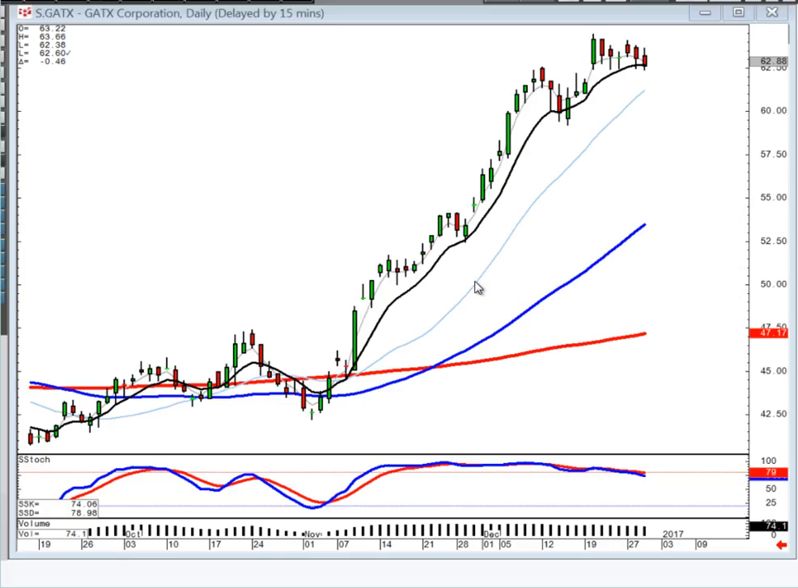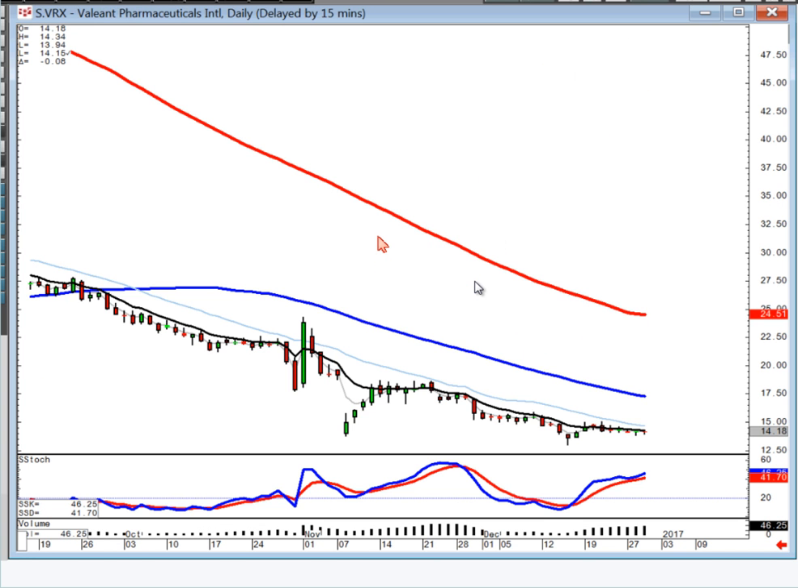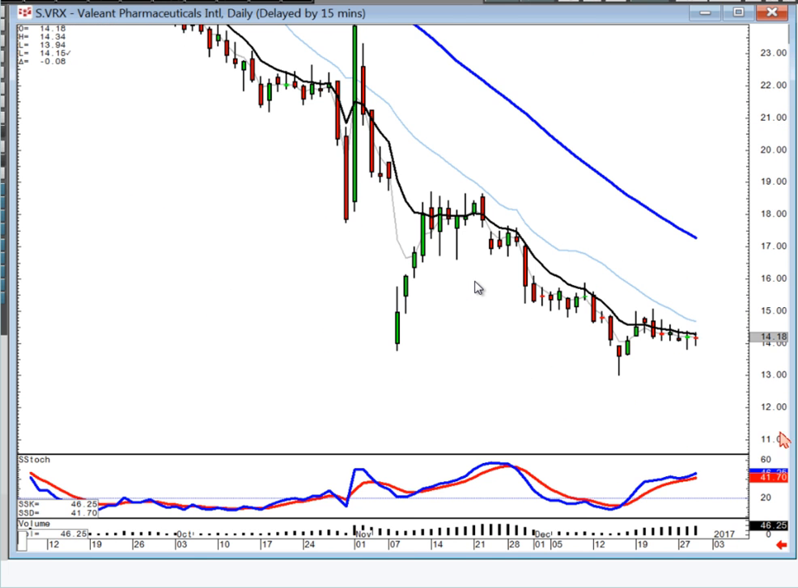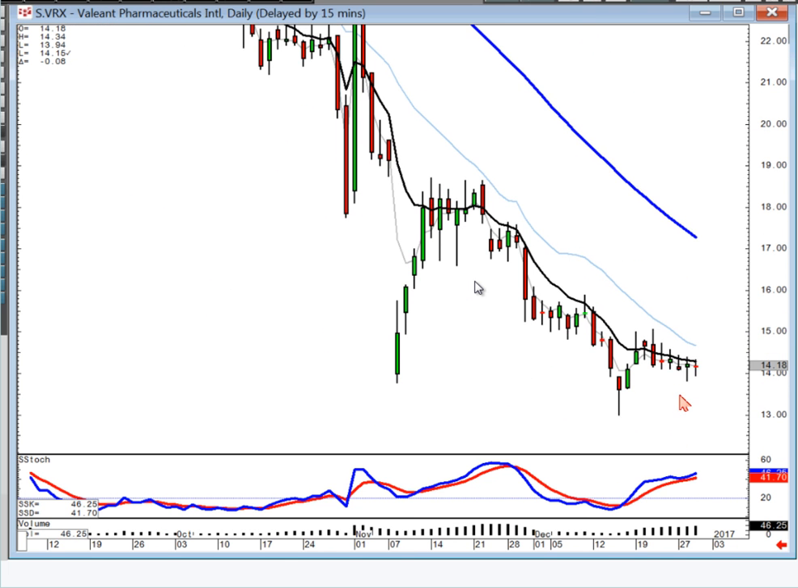GATX, another one that has to open positive and trade positive. Again, big move, 45 degrees. VRX, nothing here. At this point, I wouldn't be long or short.